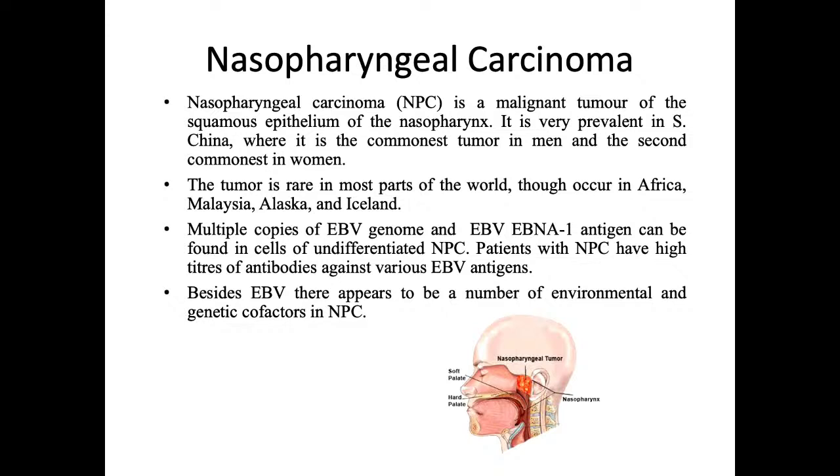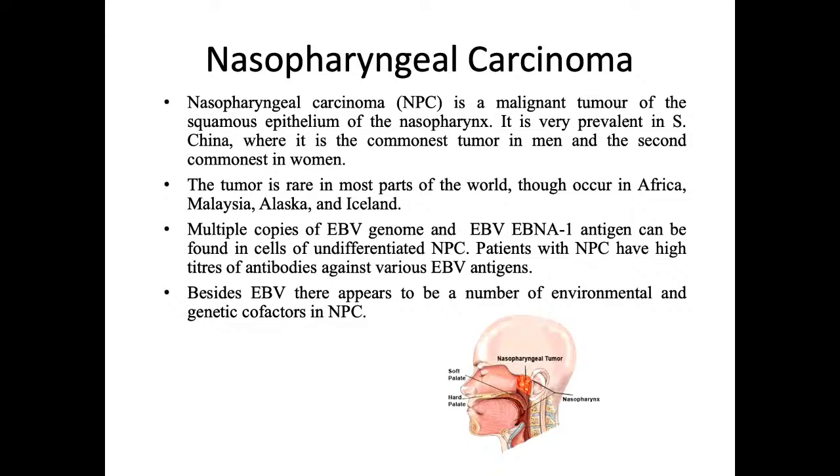nasopharynx, and it can spread to different parts. It can spread to brain as well, and this cancer is endemic in specific geographic areas like China, also in Malaysia, Alaska, Iceland. So genetic factors as well as environmental and geographic factors play a role in development of cancer, similar to Burkitt's lymphoma as well.